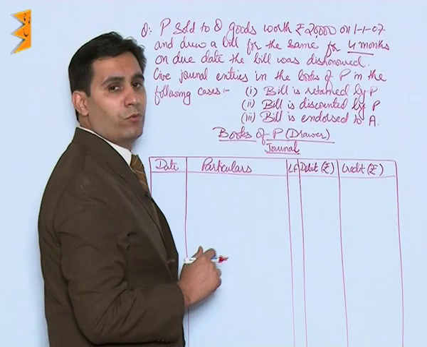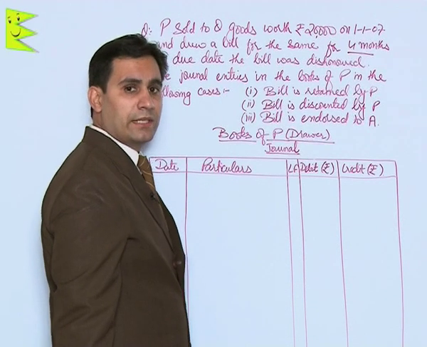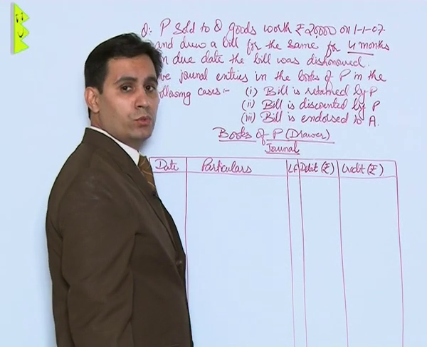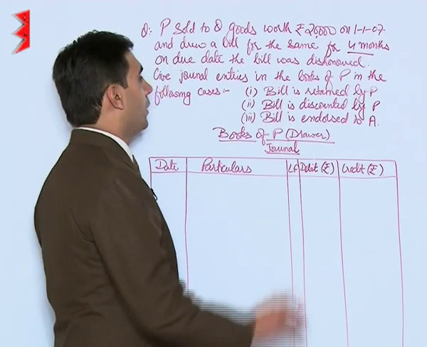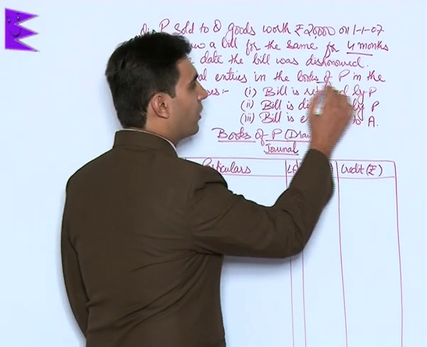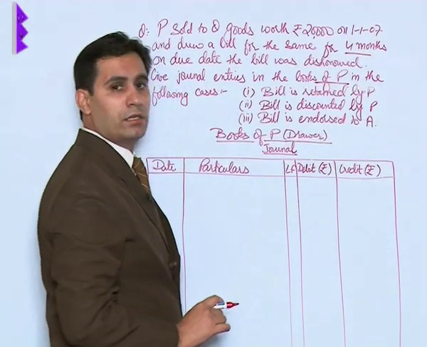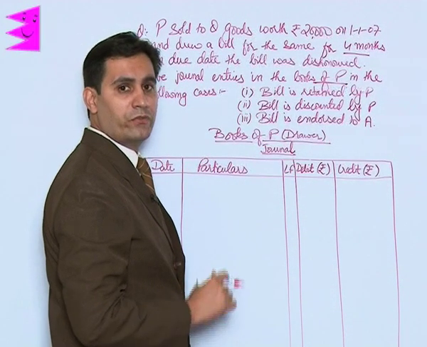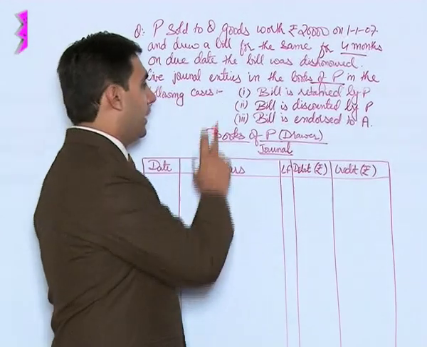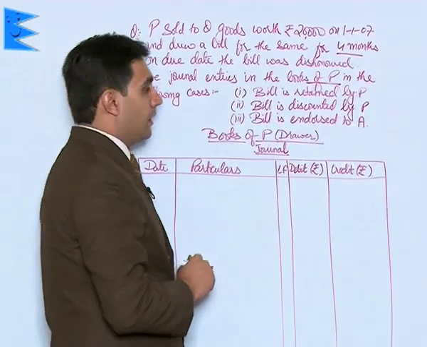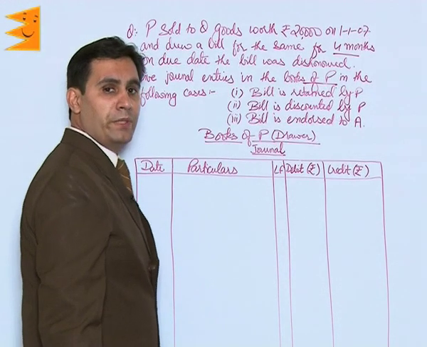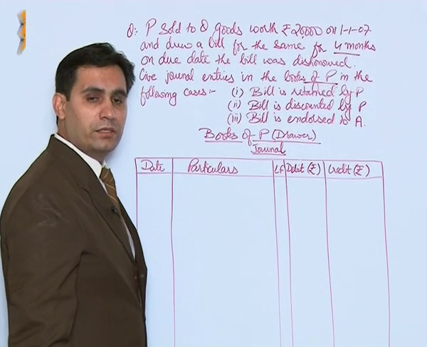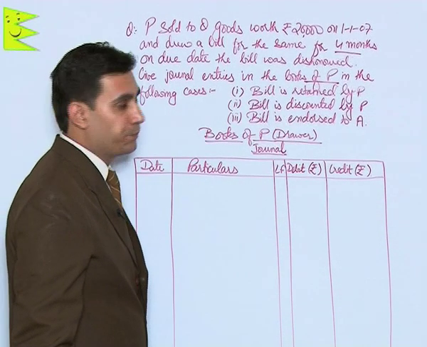On due date, the bill was dishonored. That is, on due date, Q, who is the drawee, refused to make the payment. Now we are required to give journal entries in the books of P. That means we are required to give journal entries in the books of drawer only. In the following cases. The first case is bill is retained by P. That means P held on to this bill till the date of maturity.